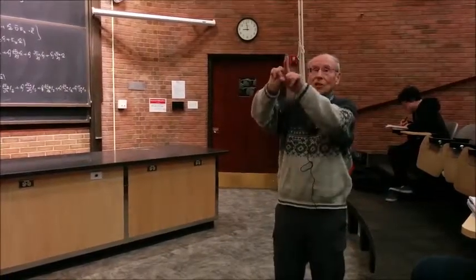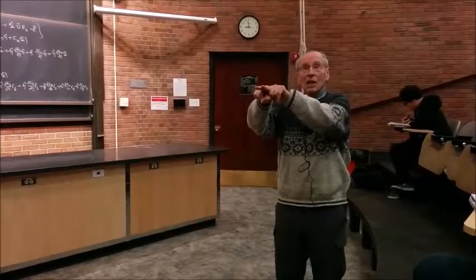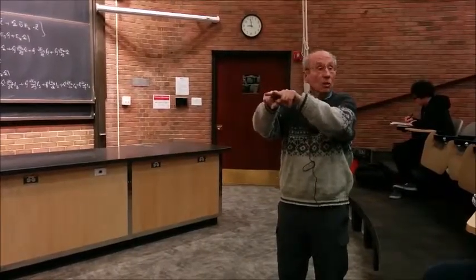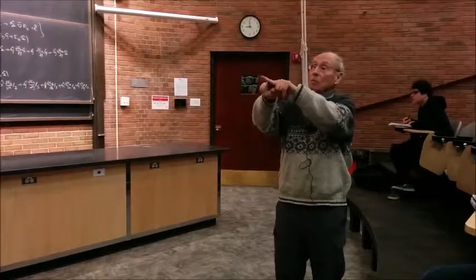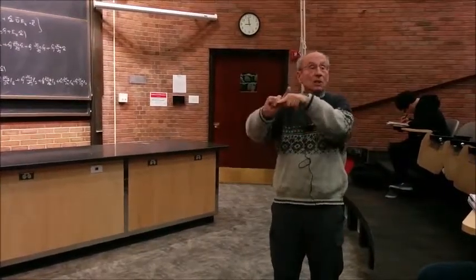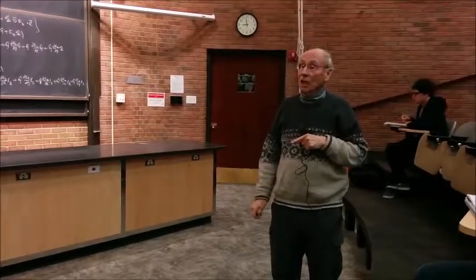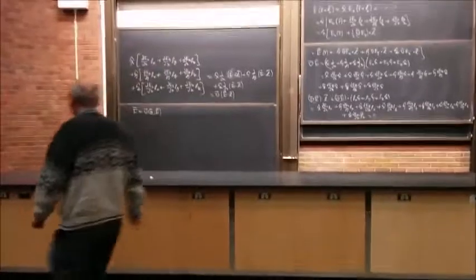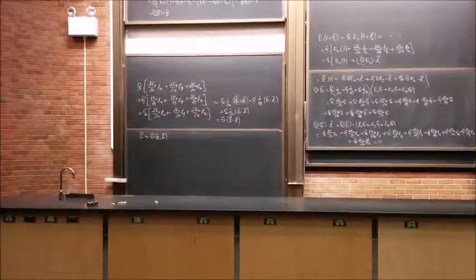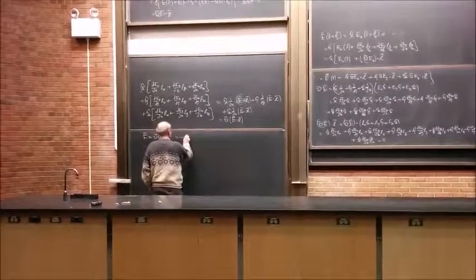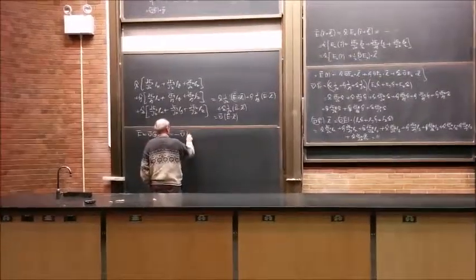Well, of course it is, because when the dipole lines up with the field, the energy is its lowest value. And when it's opposite to the field, the energy is the highest value. Or you can look at it another way. This is equal to minus the gradient of the potential energy.